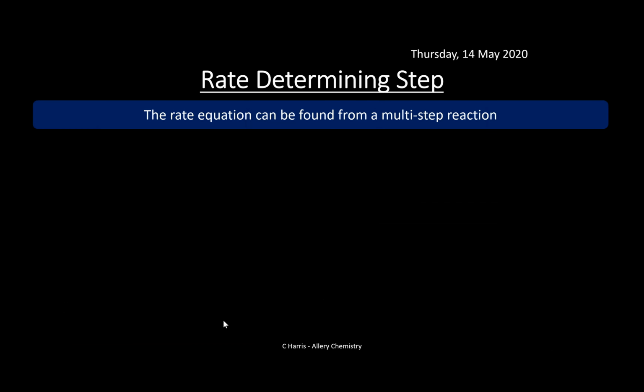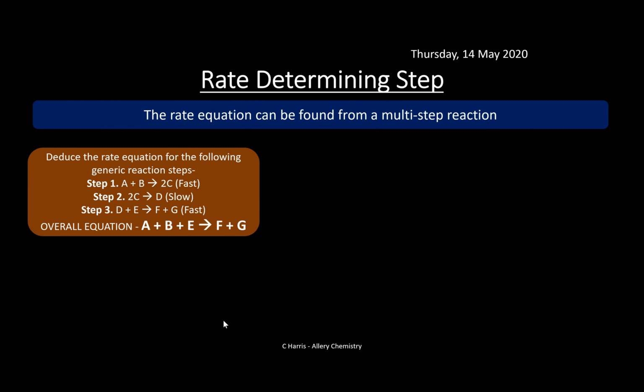Okay, so the rate equation can be found from a multi-step reaction. So let's have a look at this generic reaction here. You can see here we've got A plus B gives 2C, and that's a fast step. Step 2 is 2C will produce D, that's a slow step, and then D plus E will give F plus G, that's a fast step. So the overall reaction is A plus B plus E gives F plus G.